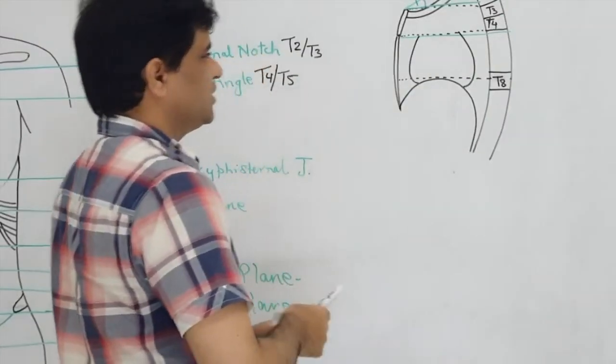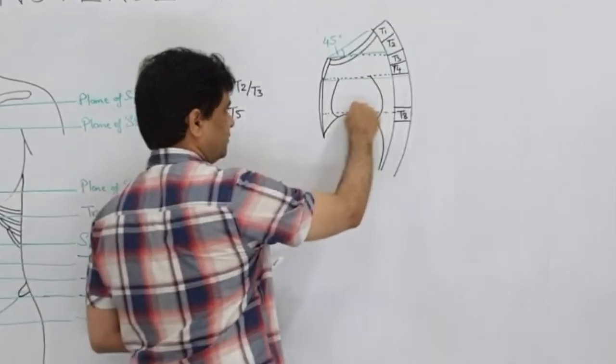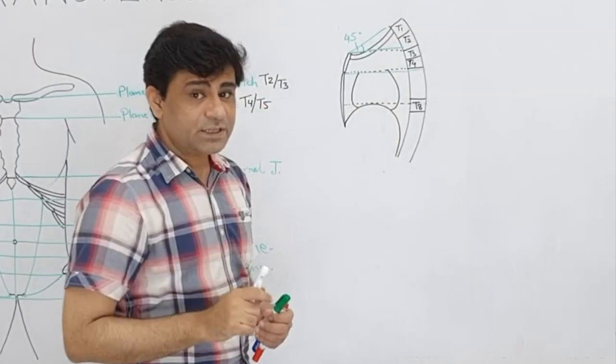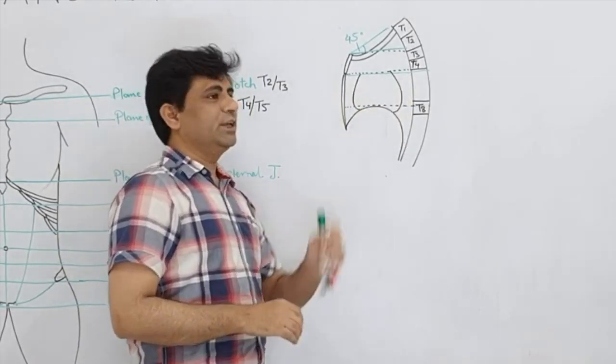Now for convenience, we divide this inferior mediastinum further into three parts. This inferior mediastinum is again divided by this fibrous pericardium. What I have drawn is the fibrous pericardium, which divides it into anterior, middle and posterior mediastinum.